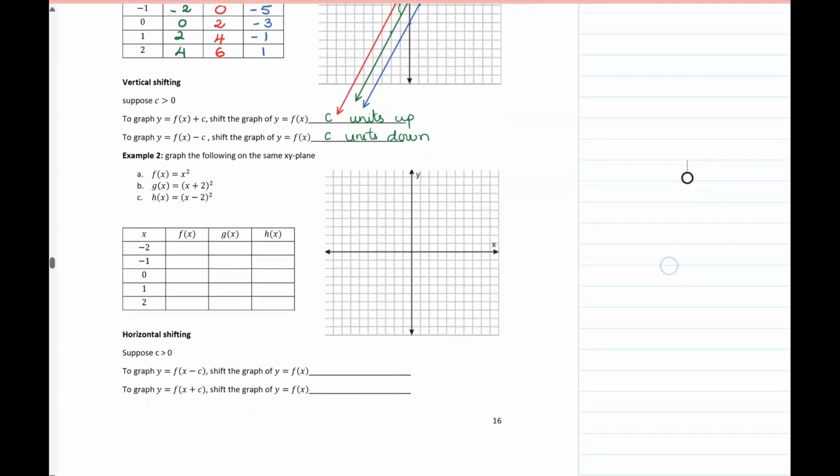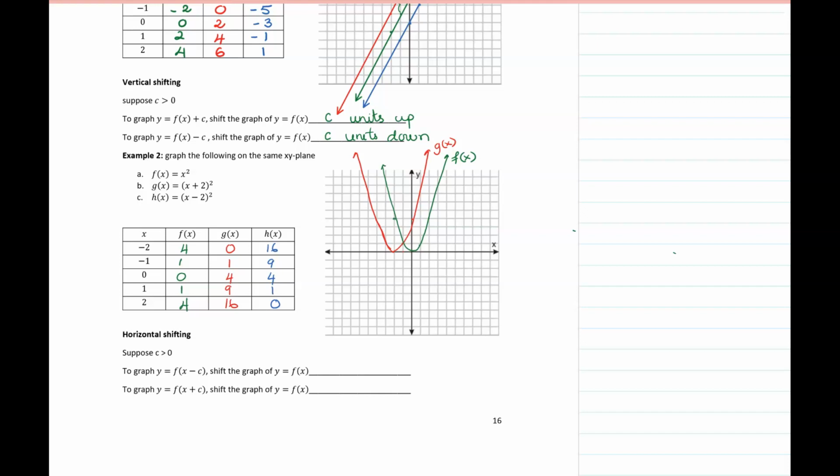We want to graph x squared, x plus 2 squared, and x minus 2 squared on the same coordinate plane. So first we make the table of values. With the calculation, we complete the table of values. Now let's go ahead and plot these values on the xy coordinate plane and take a look at the graph of each function. So here we have the first graph, f of x. And let's start with the second graph.